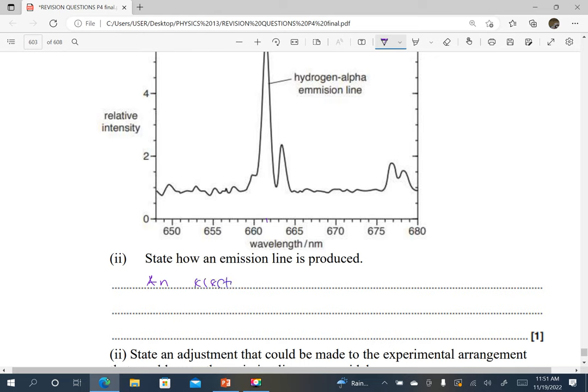An electron makes a transition from a high energy level to a lower energy level, losing energy or giving out energy as it emits a photon. So that's why we are going to have those lines. The line spectrum is a result of electron transitions. Since it is an emission line spectrum, the transition should be from a high energy level to lower energy levels.